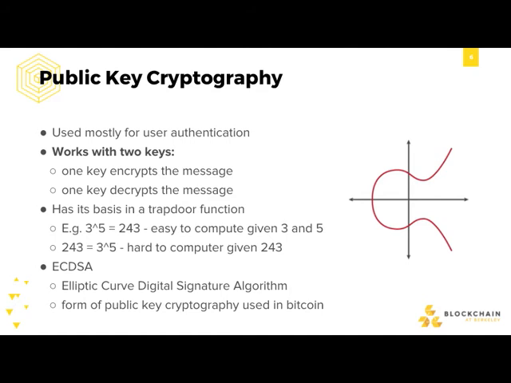Most of the work behind public key cryptography comes from what's called a trapdoor function. A trapdoor function is basically a function that's easy to go one way, but difficult to go the other way. Take, for example, 3 to the 5th power, which is 243. It's easy to compute, given that you have 3 and 5. But if you're given 243, it's very hard to recover 3 and 5 as the numbers that make it up. A pretty common example of public key cryptography, and one that's used in blockchain a lot, is ECDSA. This is the elliptic curve digital signature algorithm, and it's a form of public key cryptography that's used pretty commonly in Bitcoin.